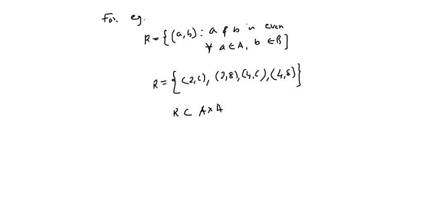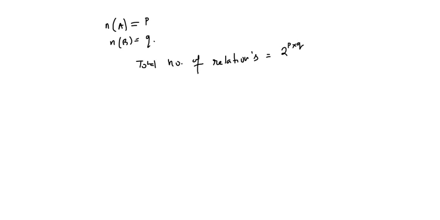Now how many such relations are possible? If R is a subset of A cross B, how many such relations can we form? If you remember, we used to denote the number of elements of A as P, and the number of elements of B as Q, then the total number of relations will be 2 to the power P into Q, correct?